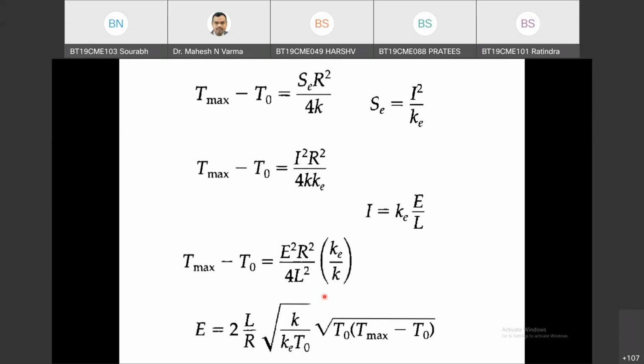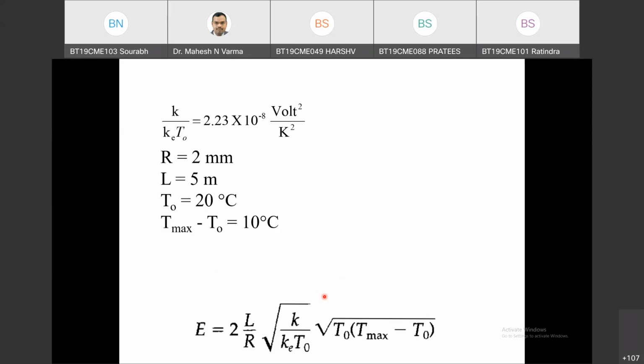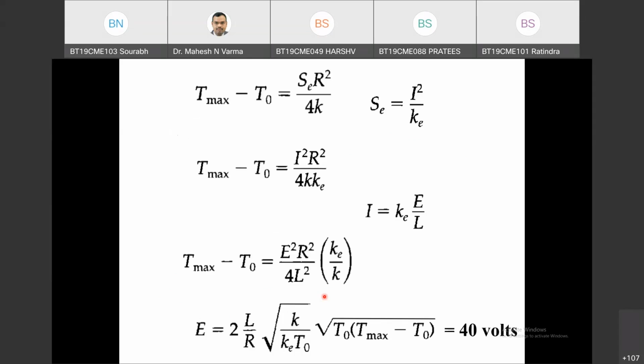What is the potential difference? Roll number 49, Harshvardhan. Yes, sir. How much is it? Sir, 40 volts. 40 volts. So substituting this, it is 40 volts.